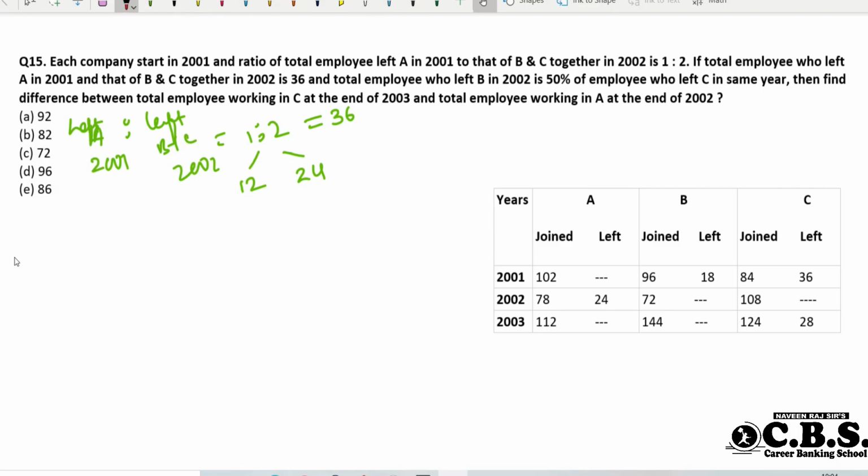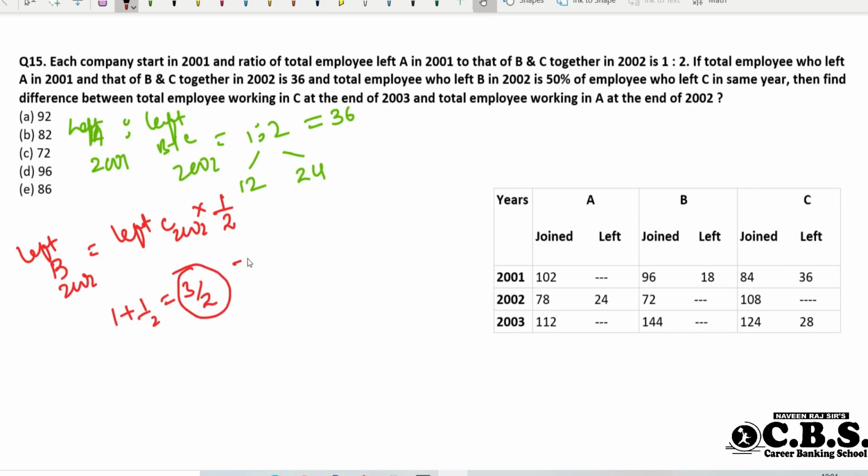Get my point? Next, who left B in 2002? 50% of employees left in the same year. So 50% left, nothing but what in the company: those who left in B in 2002 relative to those who left in C in 2002. How much is it? Half. Nothing but half. The total means 1 plus half, nothing but what? 3 by 2. It's clear? 3 by 2. So the reciprocal of 3 by 2 is 2/3.